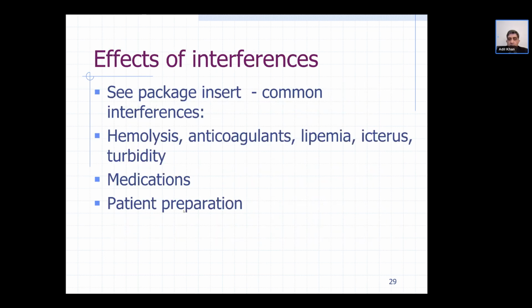The other thing that you should look at is interference effects, and these have often been performed by the manufacturer. So it's important to see if the manufacturer has done any studies, and they often look at the effect of anticoagulants, lipemia or hemolysis. There are also certain tests which can be affected by medication. These should all be in the limitations section of the package insert.